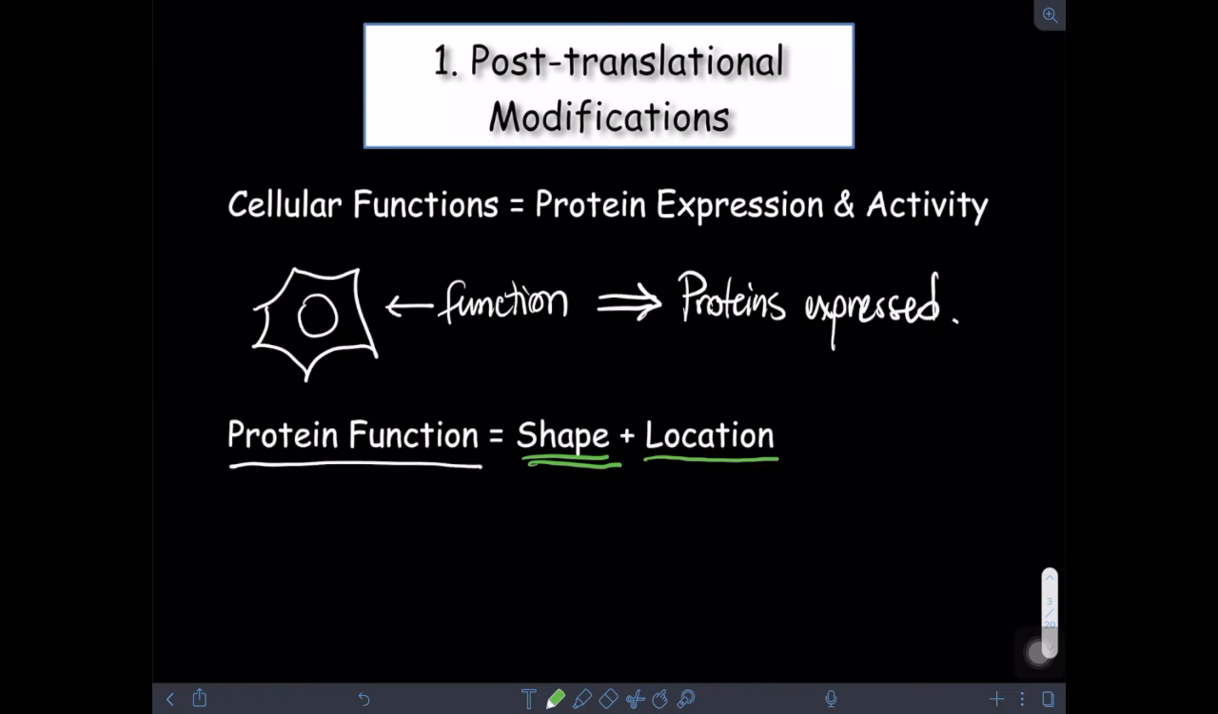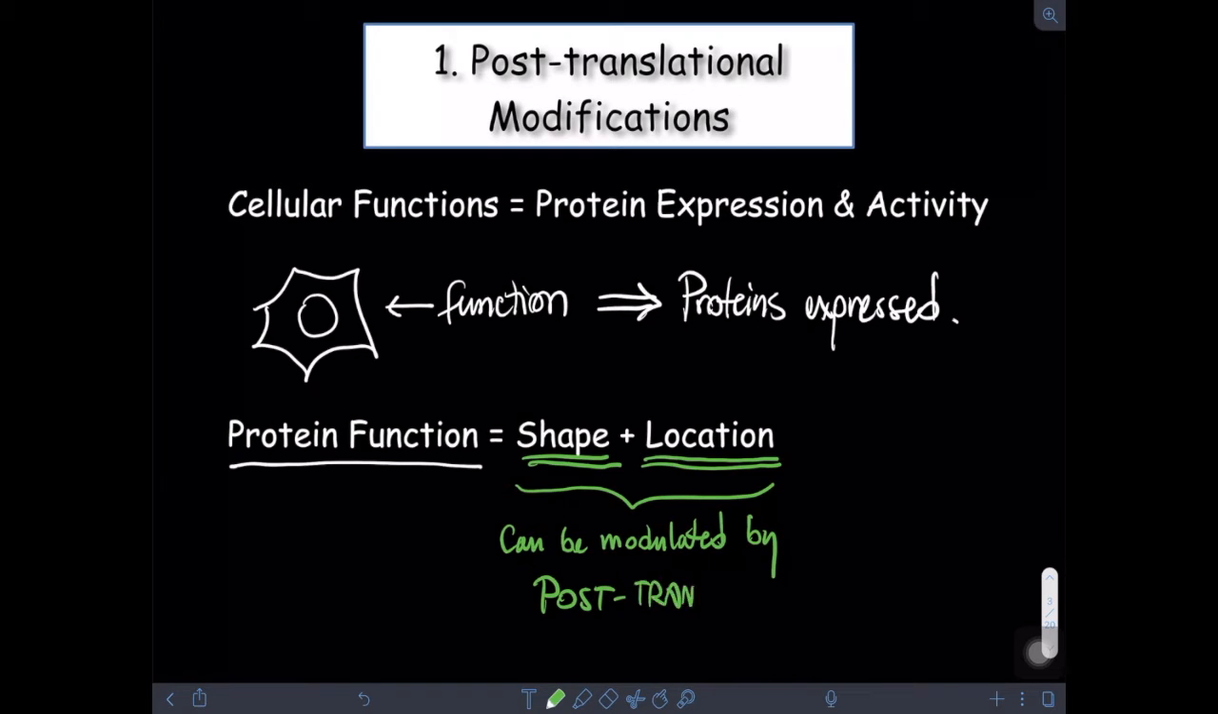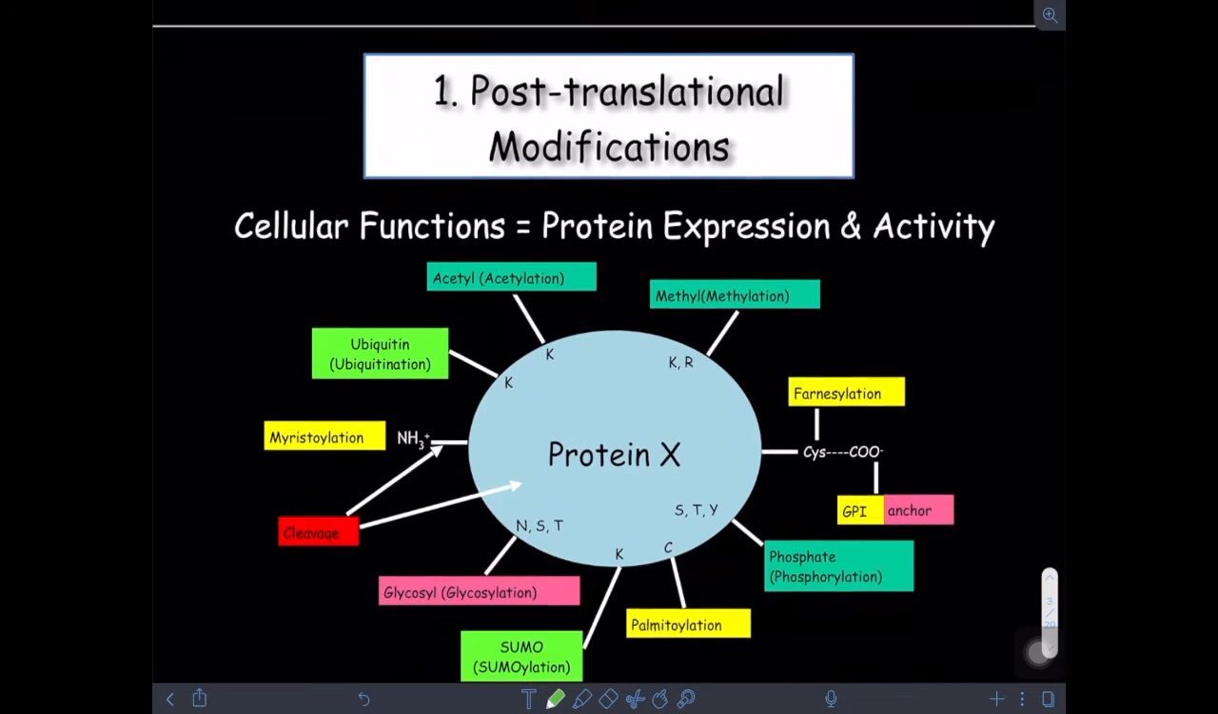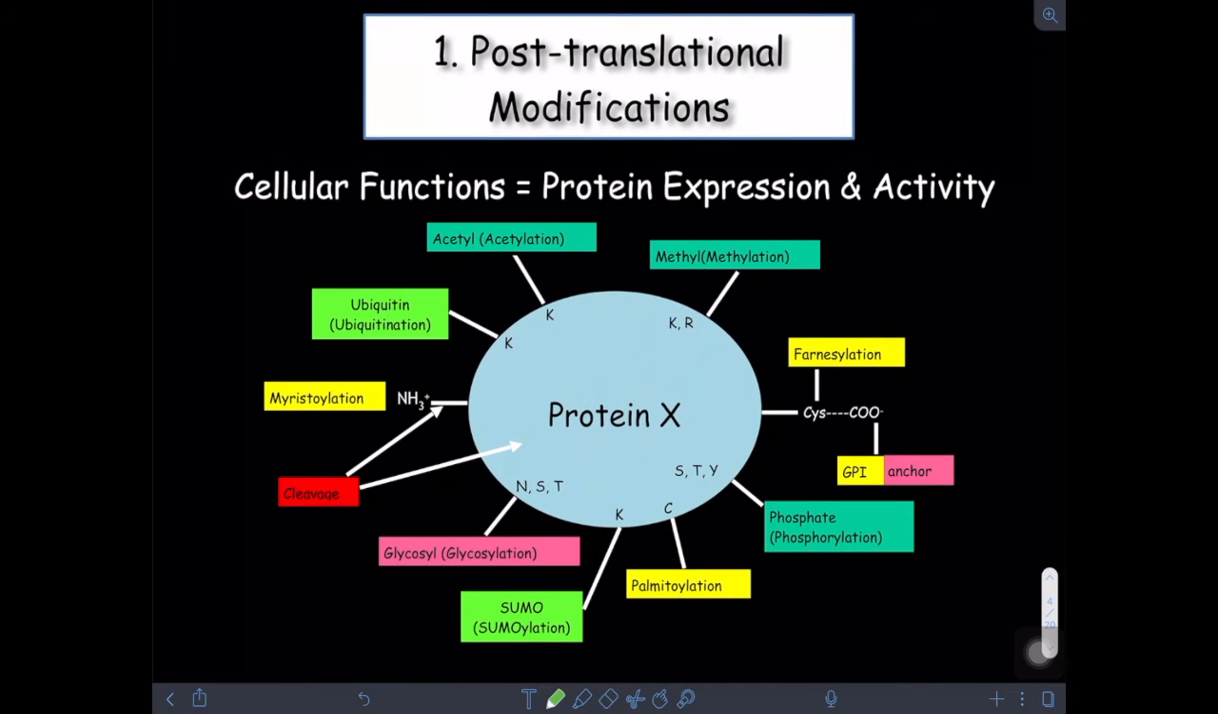The second property that is key in dictating the functionality of different proteins within the cell is the location of those proteins in the cell. And both of them, the shape and the location of proteins within the cell, can be modulated. And that modulation is typically achieved by post-translational modifications. There are many different types of post-translational modifications, and many of them you have probably heard about in other classes, such as in molecular cell biology.